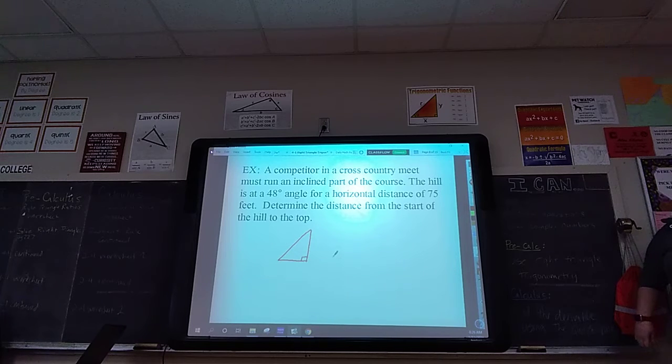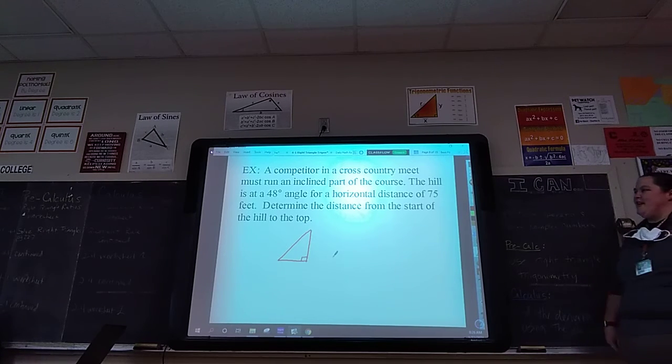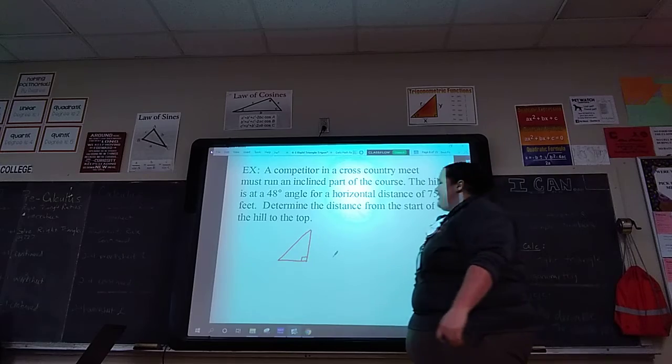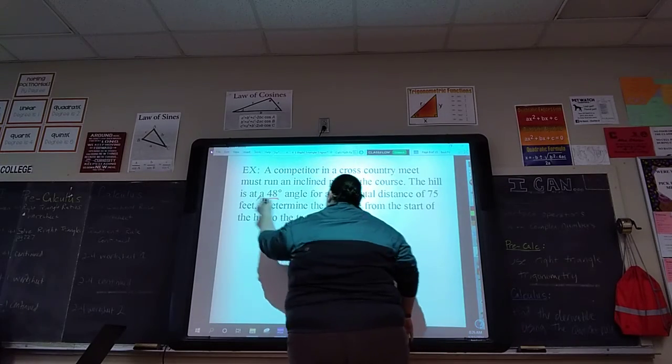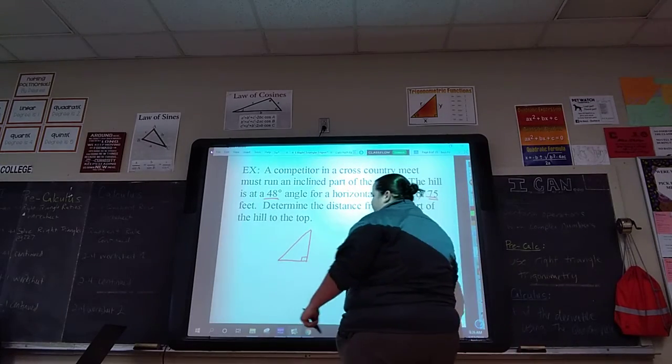That's a very steep hill. If I'm thinking that it's still, that would not be very fun to run up. But what I drew, so that's what we're gonna go with. Alright. So we have two bits of information. We have a 48-degree angle and we have 75 feet.